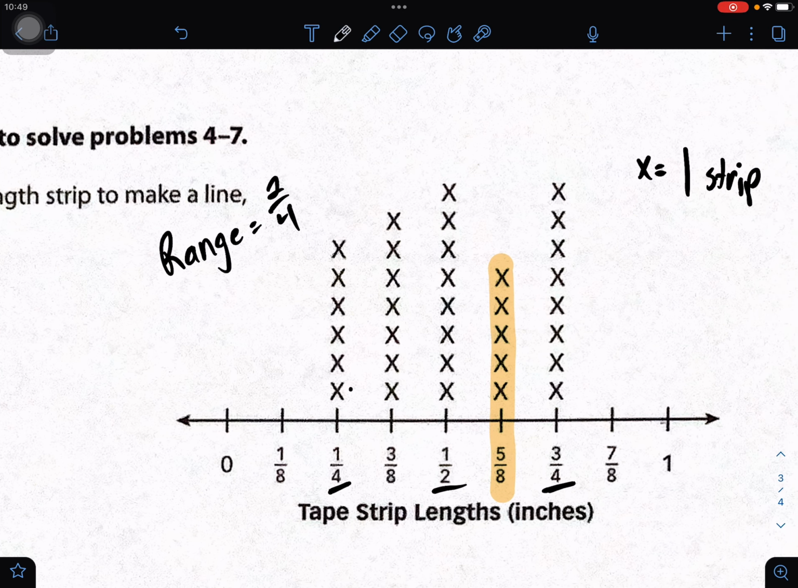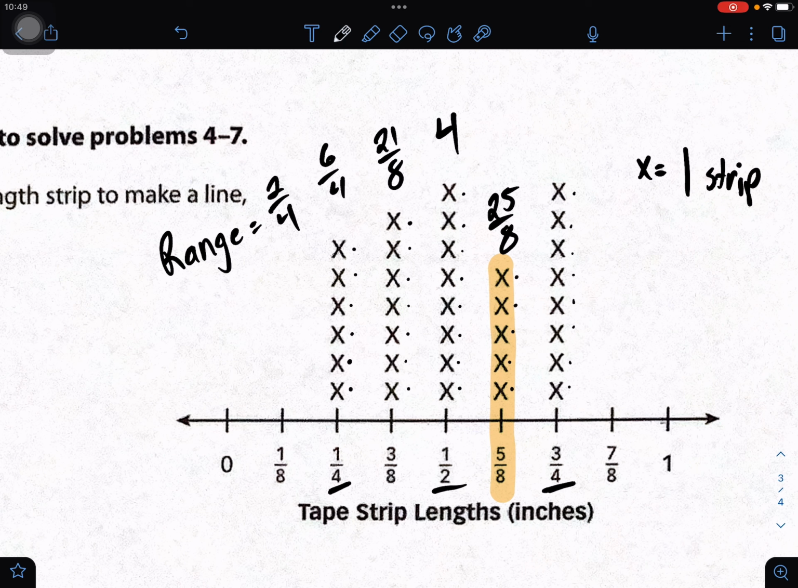I see 1, 2, 3, 4, 5, 6. This is 6/4. I see 1, 2, 3, 4, 5, 6, 7. 7 times 3/8 would be 21/8. I see 1, 2, 3, 4, 5, 6, 7, 8. 8/2 is equal to 4. 1, 2, 3, 4, 5. This would be 25/8. And 1, 2, 3, 4, 5, 6, 7, 8. 8 times 3/4 is 24/4, or 24/4 is equivalent to 6 wholes.